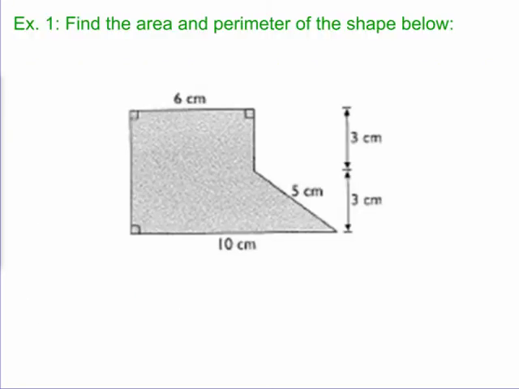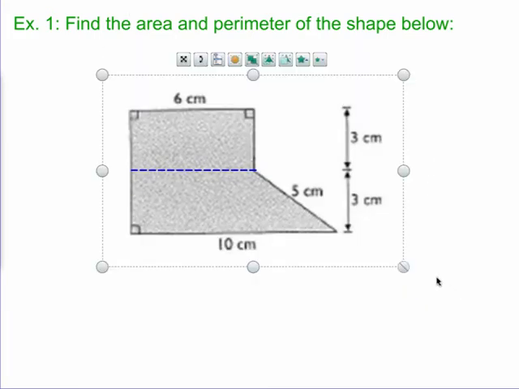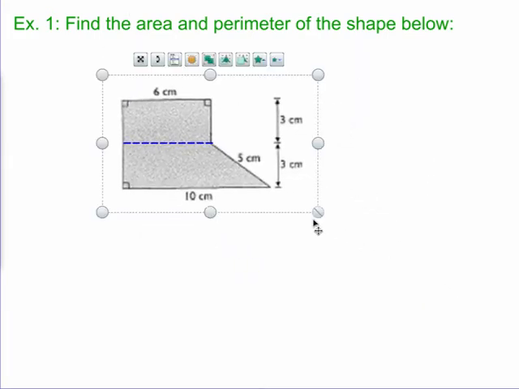Example 1 says find the area and perimeter of this shape below. All right, well, first let's think about how we can cut this thing up into shapes that we know the areas of. I could go here and make two rectangles and a triangle, or I can just draw one line, and now I have a rectangle and a parallelogram. All right, so that's how we're going to do this, with our rectangle and parallelogram. Actually, make this a teeny bit smaller.